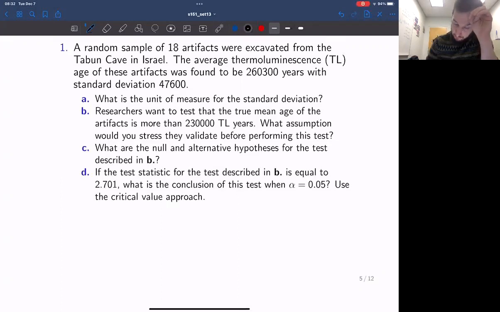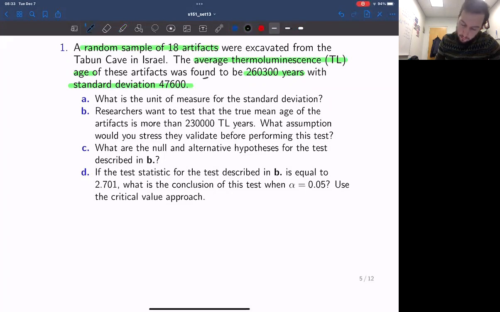Okay, so the first problem, we have a random sample of 18 artifacts that were excavated from the Tabun cave in Israel. The average thermoluminescence age of the artifacts was found to be 260,300 years, with standard deviation 47,600. Okay, so let's just think about this for a second. What are we being told? We have a random sample of 18 artifacts. We have the average thermoluminescent age, which is 260,300 years, and we have the standard deviation.